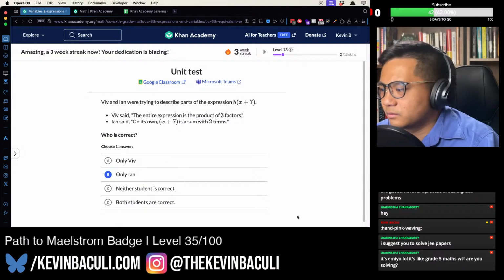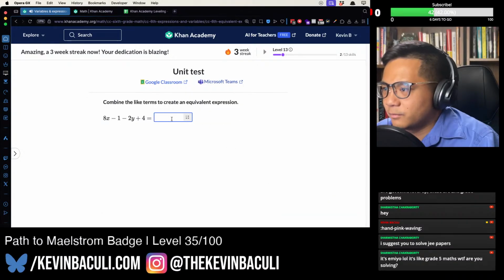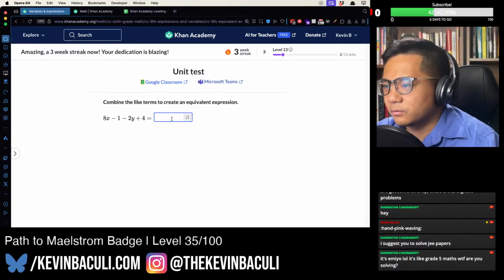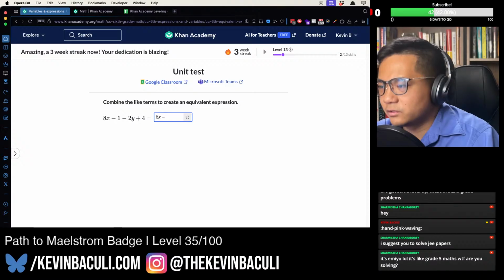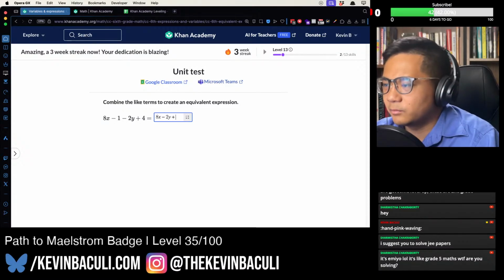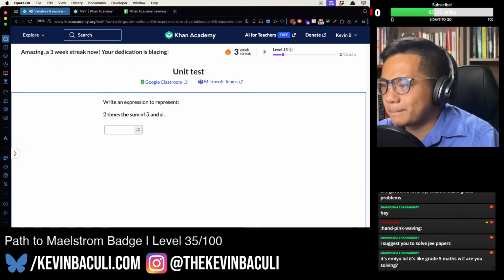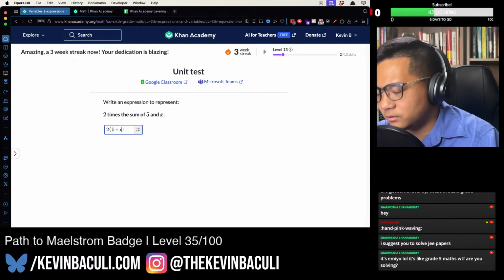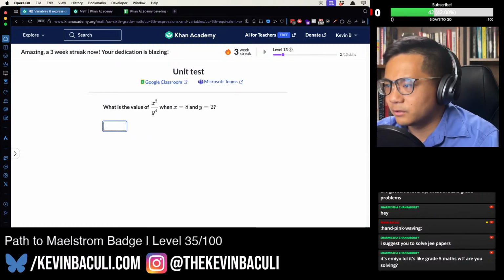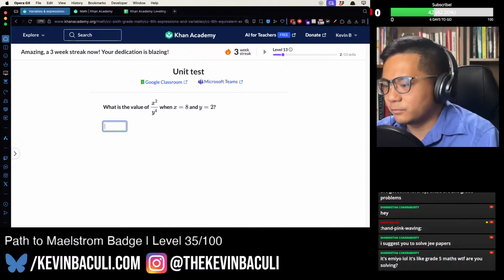Combine like terms. Okay, let's see. 6, oh. 8x minus 2y plus 3. 2 times the sum of 5 plus x. This is going to be 16. 64 divided by 16 is 4.